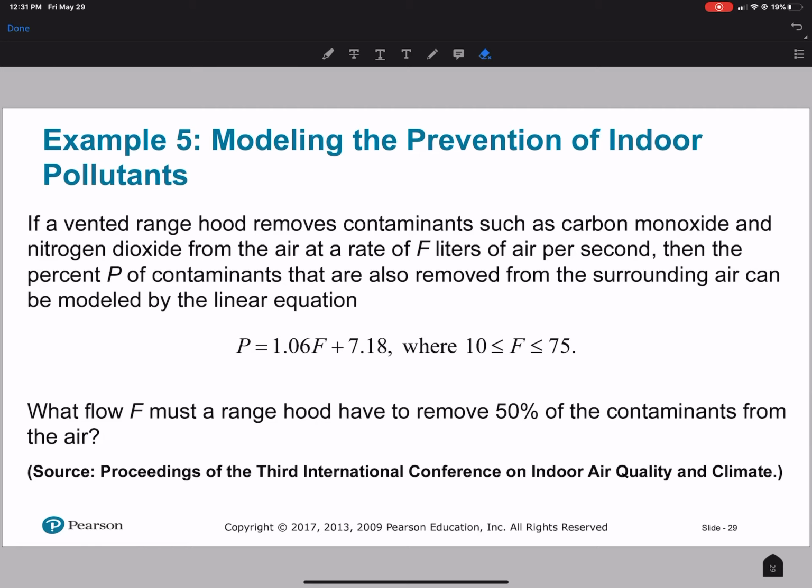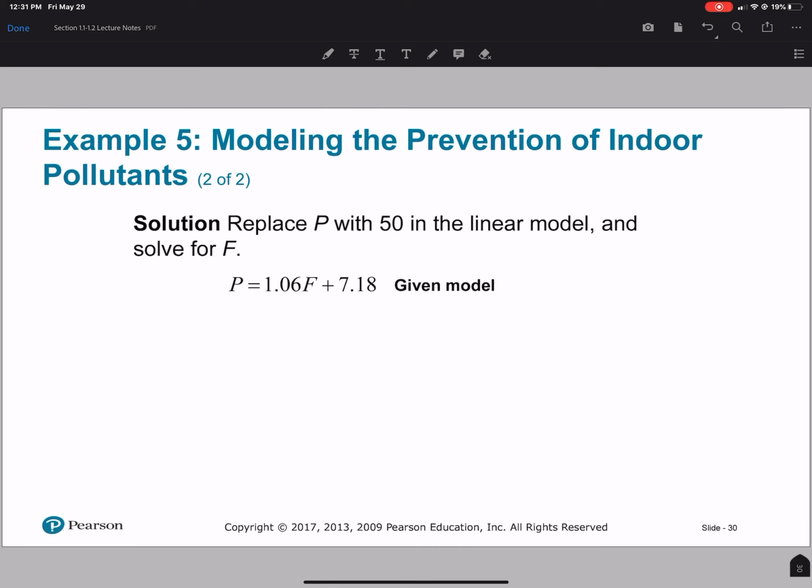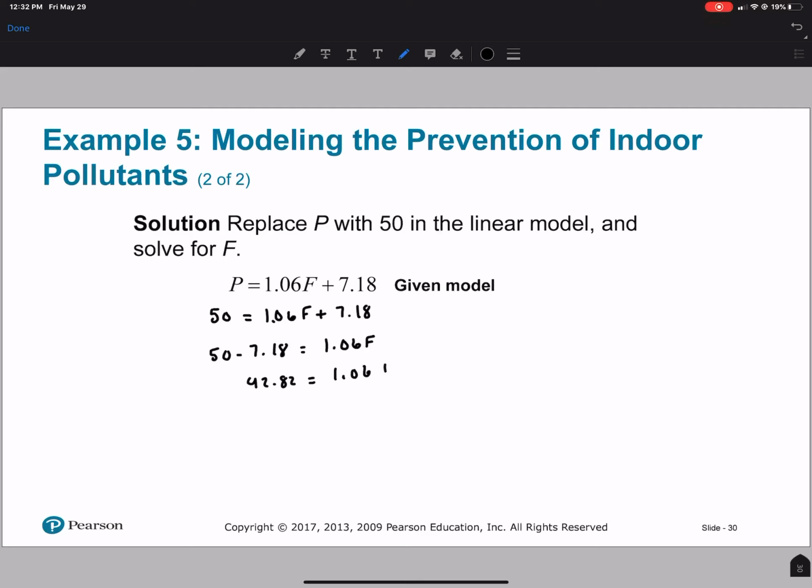Now, we know, first starting out, we have to use what they give us. So they give us the model. Now, the thing is, they tell us that we need to figure out 50%. So we're going to use 50. All right, now we're going to solve. So we're going to have 50 minus the 7.18 is equal to 1.06 times the F. Then we'll get 42.82 is equal to 1.06 times F.